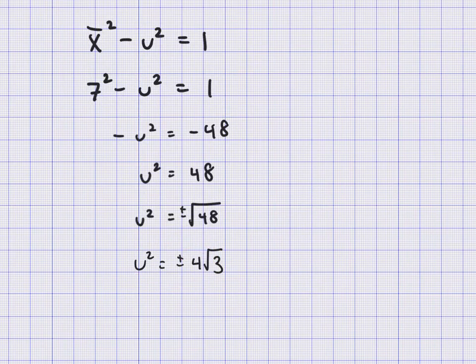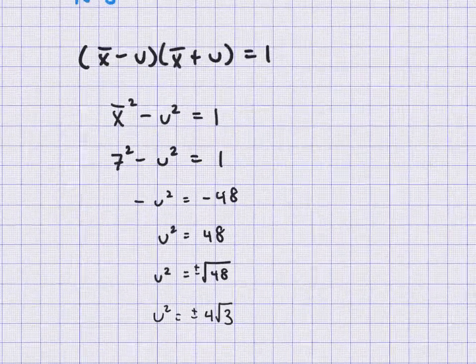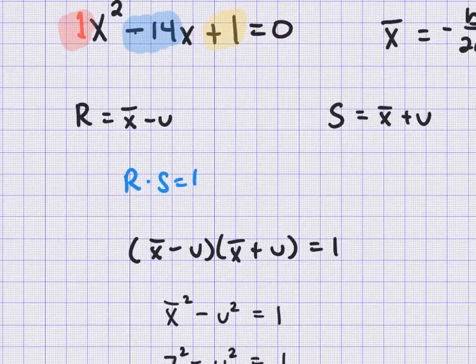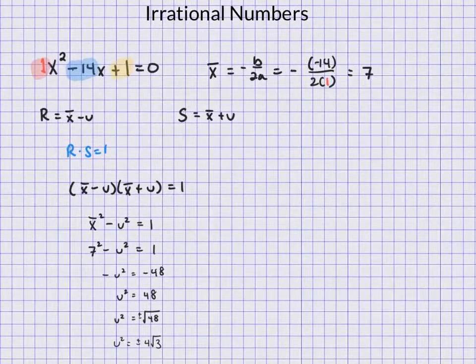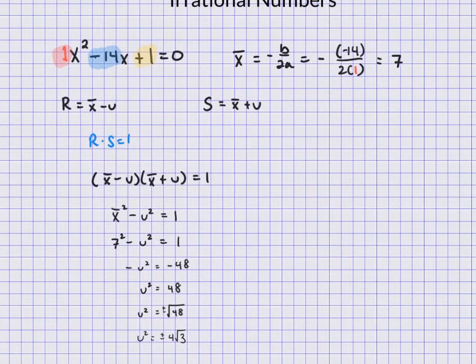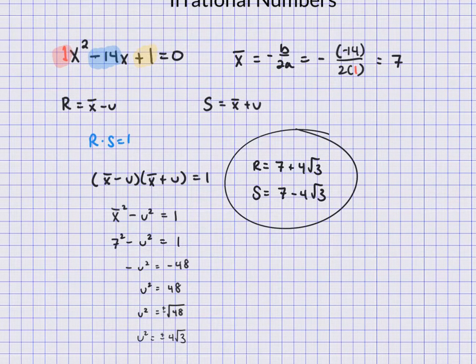Okay, now we're going to take this value and we are going to substitute it up here into each one of the r and the s. Give myself a little more space, so let me come over to here. And so r is equal to x bar, which is 7, plus 4 radical 3. And s is equal to x bar, which is 7, minus 4 radical 3. And there we go. We solved it. We can check our solutions with a calculator or graphing calculator as well.